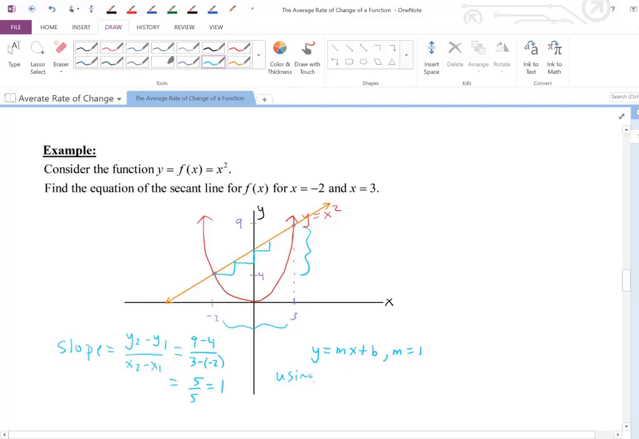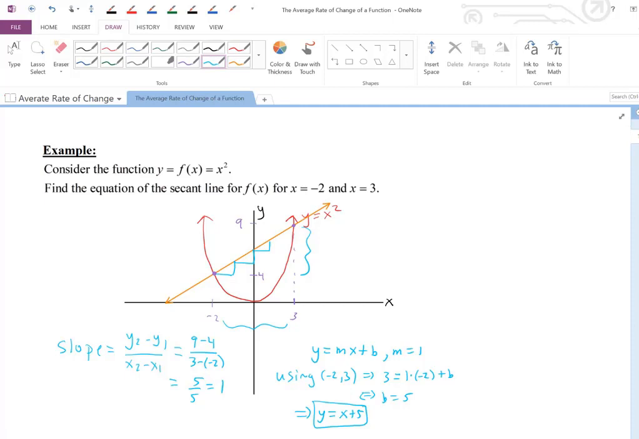So using (-2, 3), we plug in the corresponding x and y and get that 3, which is y, is equal to the slope, which is 1, times the x value, which is -2, plus b, and solving that equation gives us that b must be 5. Hence, this secant line is just y equals x plus 5 here. So that's great, but hopefully it gives you a decent idea what's up with these secant lines. You could do this for any function for whatever 2 points that you want, as long as the function is defined. All right, enough of this secant line.